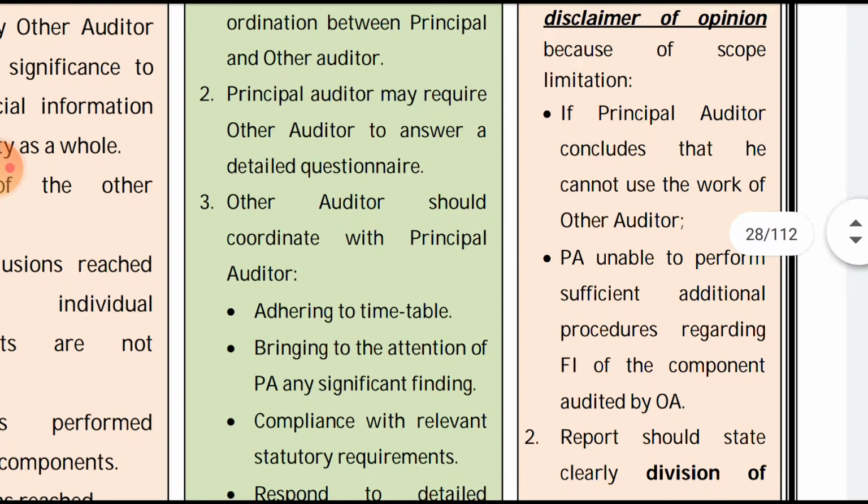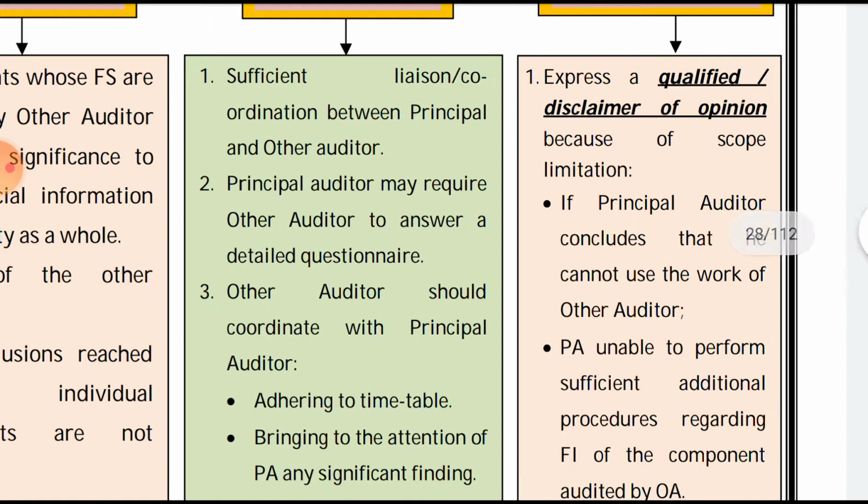First, the principal auditor concludes that he cannot use the work of the other auditor, so he is not left with any choice, and his scope has been limited. He cannot rely on the work, and he is not getting an audited report of the component. Second, the principal auditor is unable to perform sufficient additional audit procedures regarding the financial information of the component audited by the other auditor. If these are the two limitations, then he will express a qualified opinion or a disclaimer of opinion.